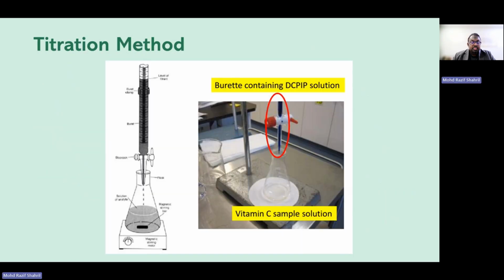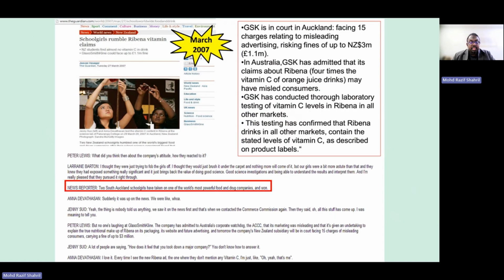Here on the screen, you can see a standard setup with the burette containing the DCPIP solution dispensing into the conical flask holding our vitamin C sample solution. So why is this analysis so important? It has some serious legal and consumer implications.